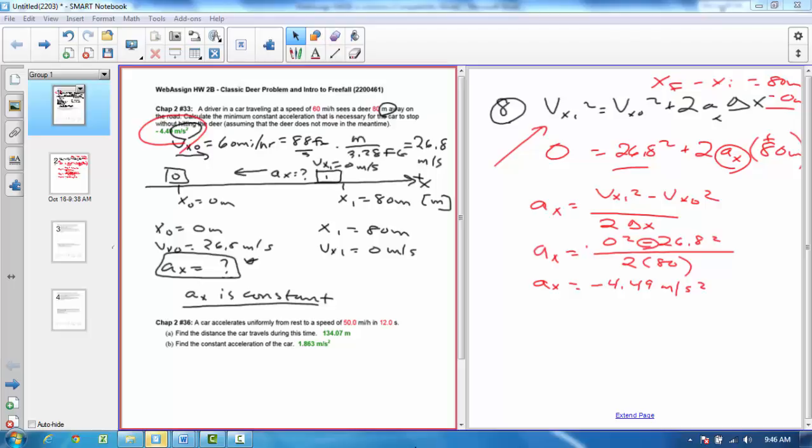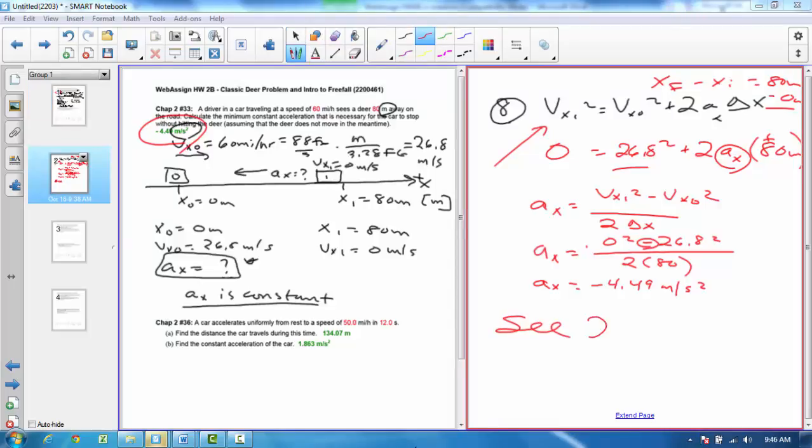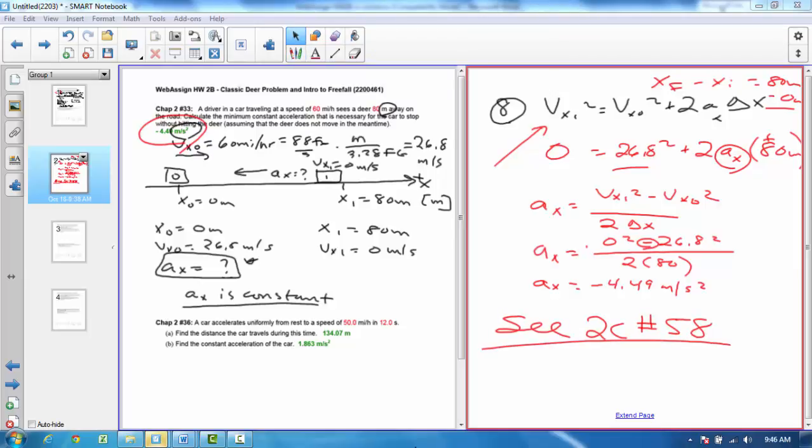Yeah, so there are variations on this. One will say, if your acceleration is such and such a rate, how much reaction time can you have so that you avoid the deer? And 2C problems, so 2C had that variation of this problem. Do you want to skip over that one? Do that one now, now they know how to set it up. So what number is that? So 58, see 2C number 58. That's a more interesting version of the problem, now that we know how to do the basic setup.